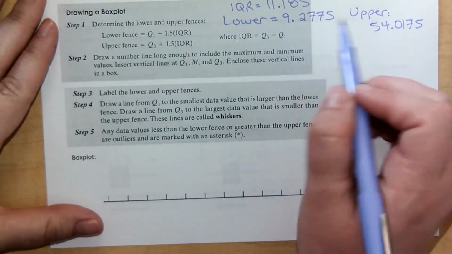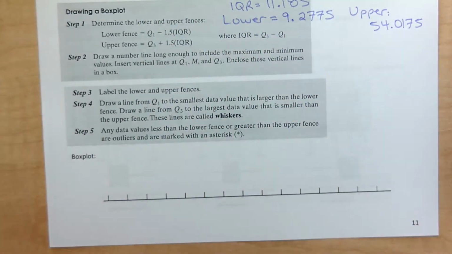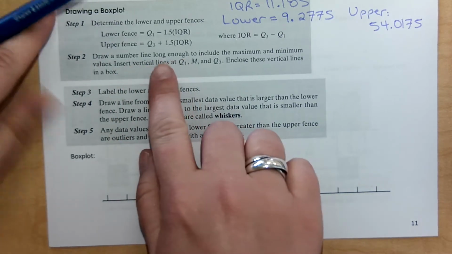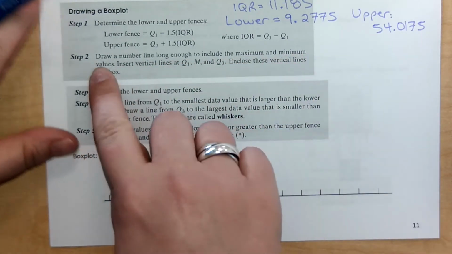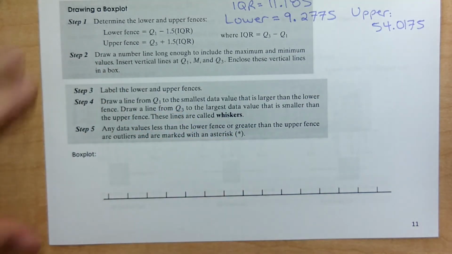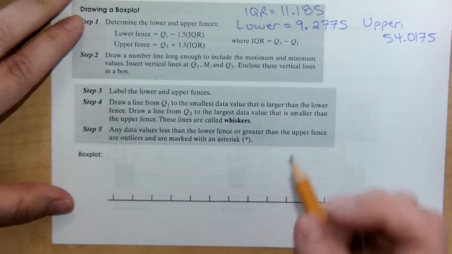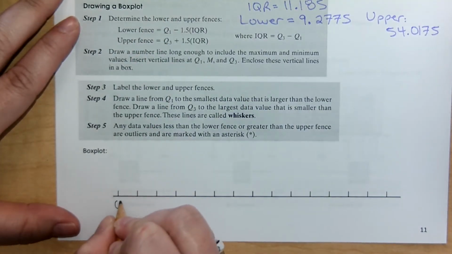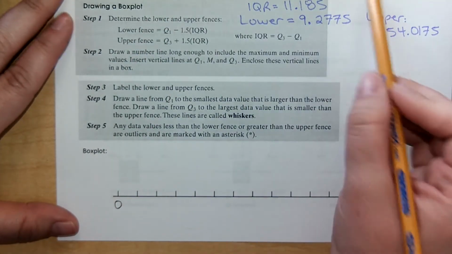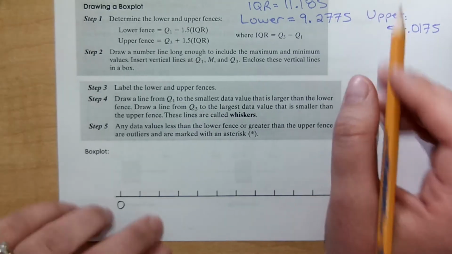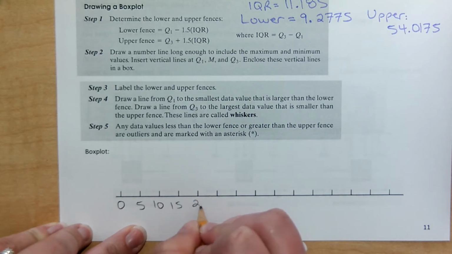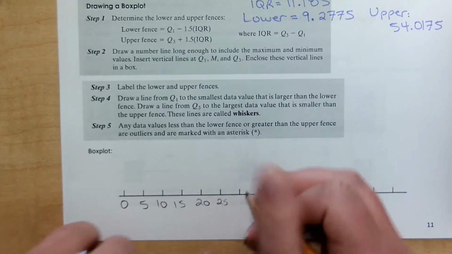Alright, so we have lower fence, we have upper fence, and we have our 5-number summary. So let's draw a number line long enough to include the maximum and the minimum values. So I kind of gave you a template at the bottom here. The minimum value is 19.95. I'm just going to go ahead and start at 0. And our maximum is the 54.63. So I'm going to count by 5s. The scale will already be done for you. This is just if you have to scale it yourself.